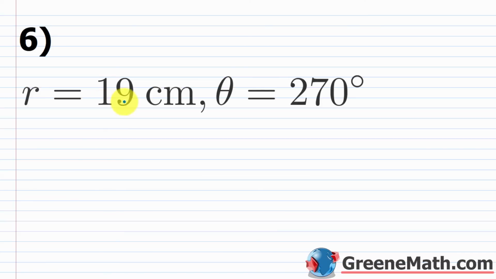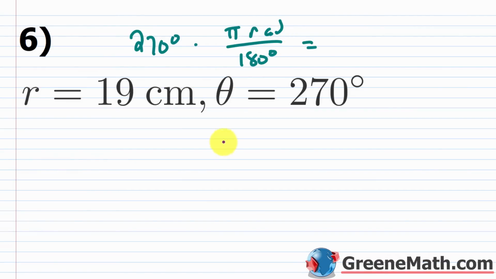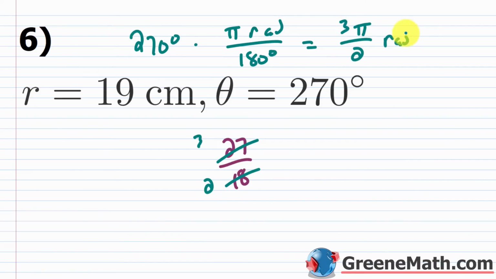So here the radius is 19 centimeters and theta is 270 degrees. So again, let's convert this over. So 270 degrees times pi radians over 180 degrees. So let's think about 27 over 18. They're each divisible by 9. 27 divided by 9 is going to be 3. 18 divided by 9 is going to be 2. So this would be 3 pi over 2 in terms of radians.